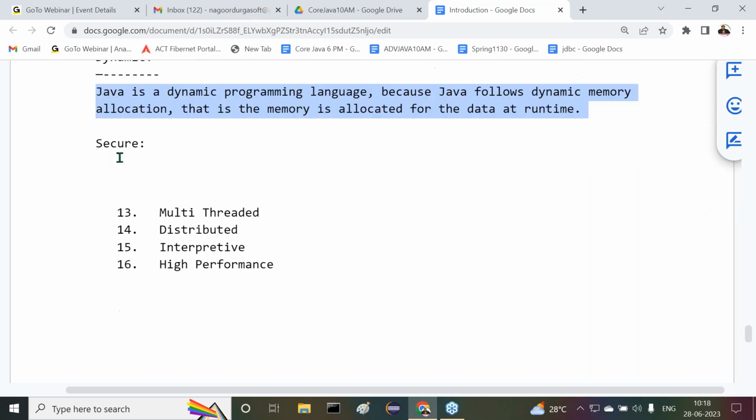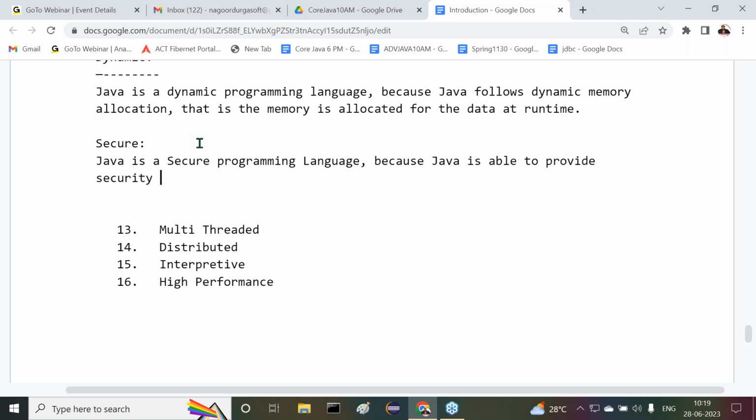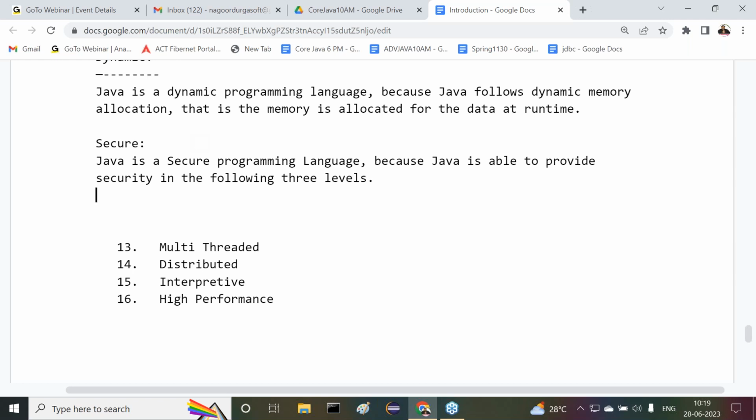Next one is, we started with, secure. Yesterday I gave some explanation, but for two minutes I want to give a review of it. Understand it clearly. I want to say Java is a secure programming language, because Java is able to provide security in the following three levels. What are the various security levels that Java is providing?